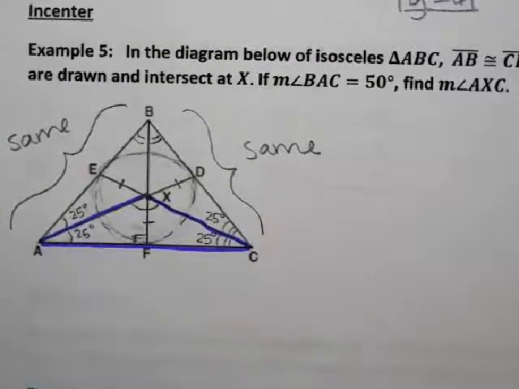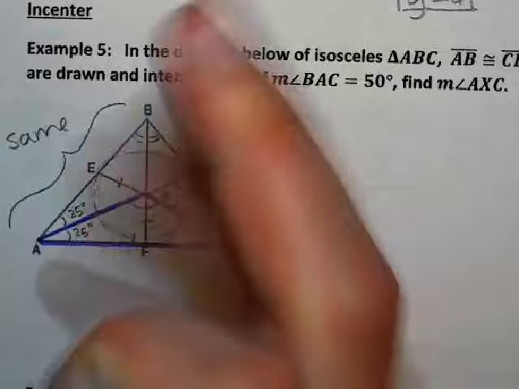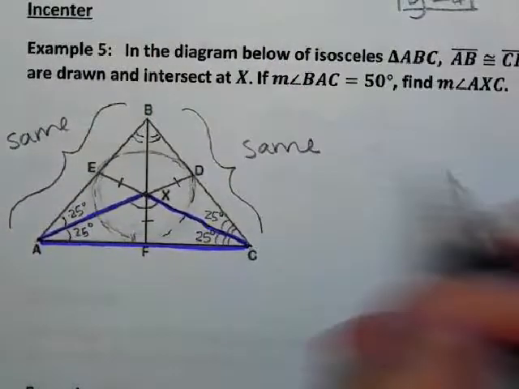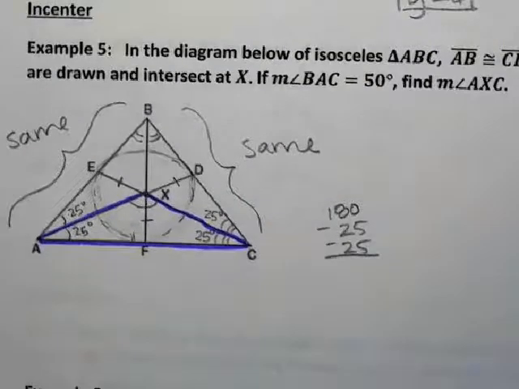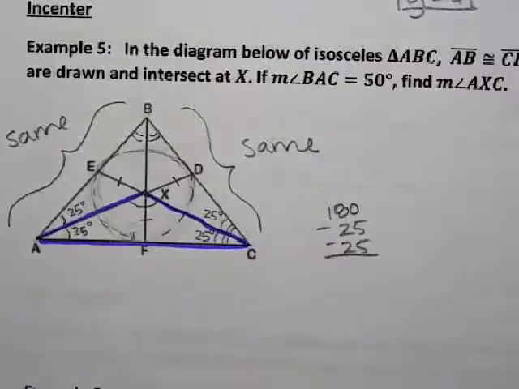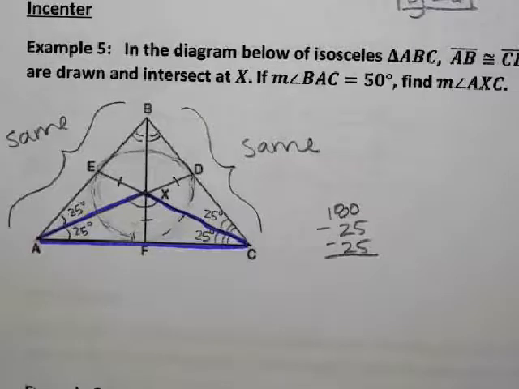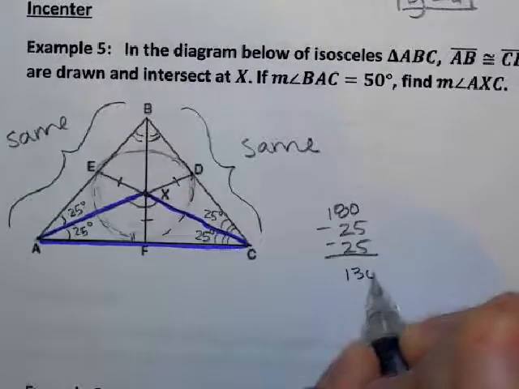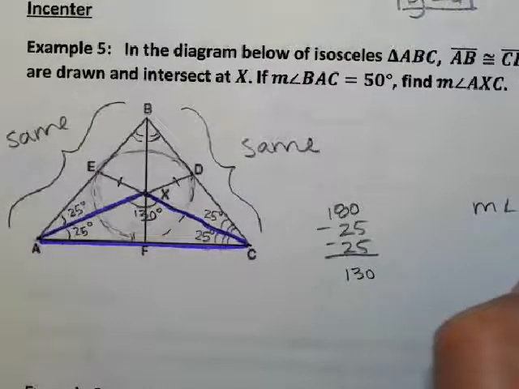So if I do 180 minus 25 minus 25, now, Emma, you're probably right. It's probably 90. I'm just playing devil's advocate because we don't know for sure, and in math, we can't use anything unless we know. So if we do 180 minus 25 minus 25, what do we get? 130. And so that means that this is a 130-degree angle. And so we're going to say the measure of angle AXC is 130 degrees. Boom. Done.